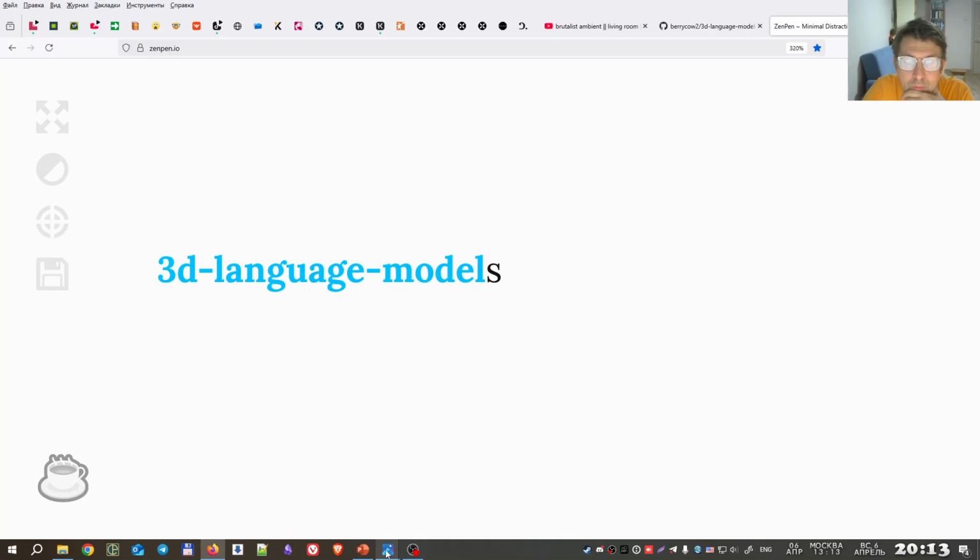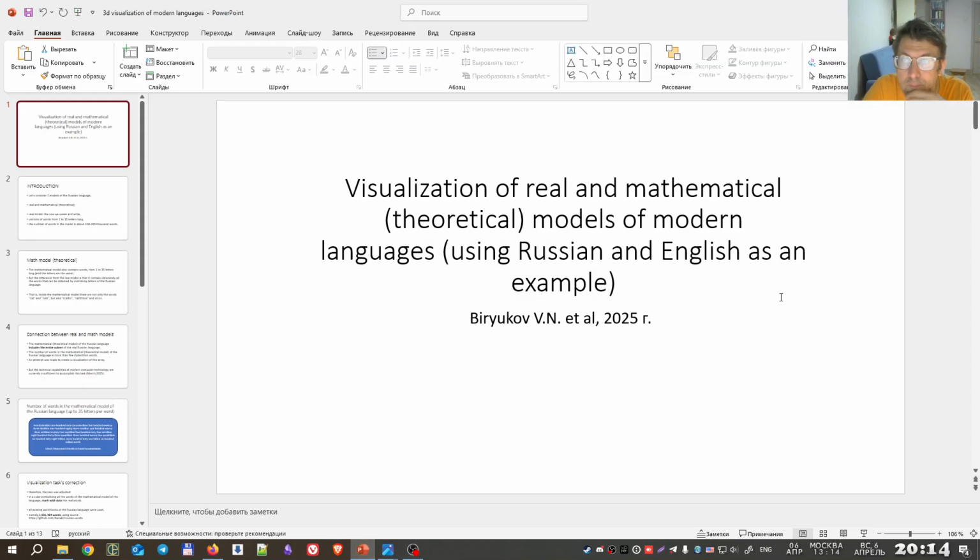So let's start with this text. I performed all this in the form of a presentation in PowerPoint. So let's start. Okay, the idea. What if the 3D model of the languages, Russian, Chinese, English, exist?